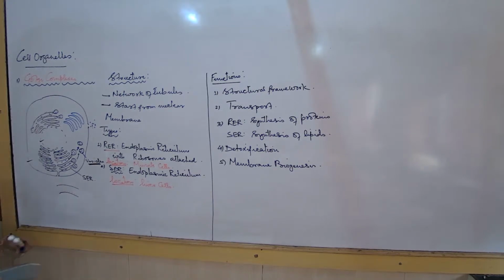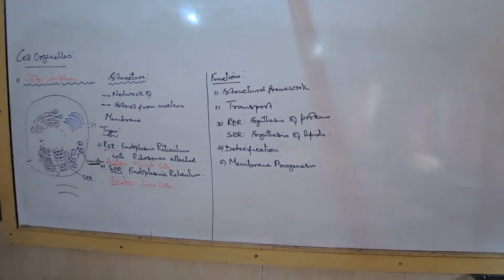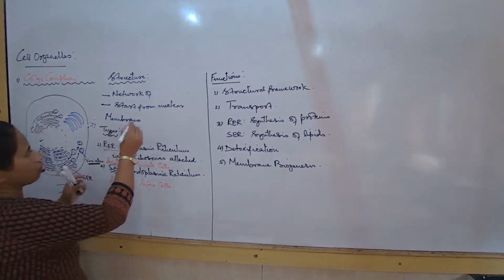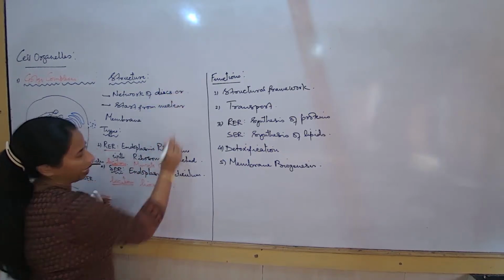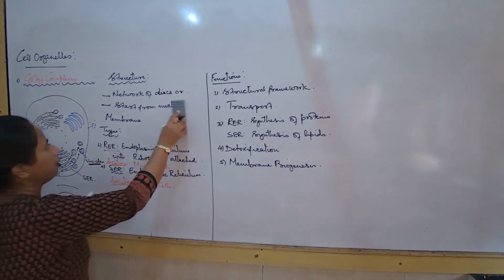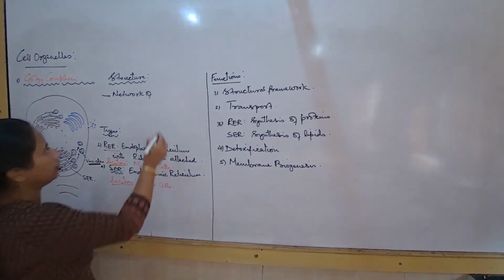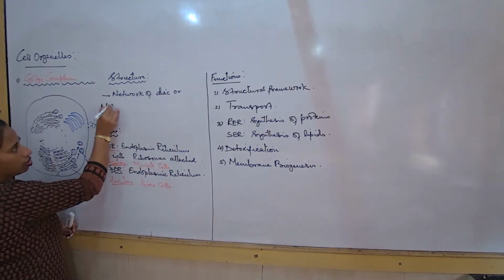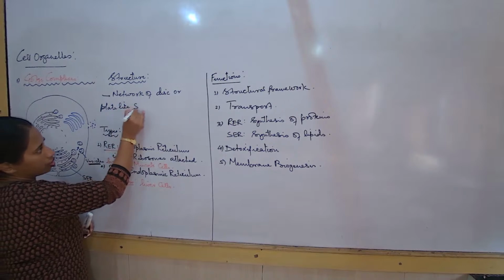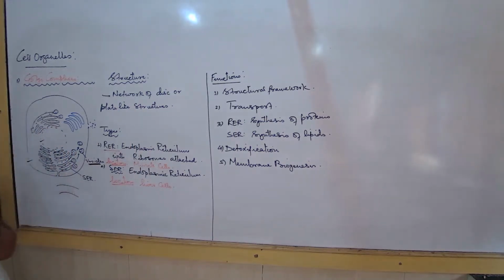So for structure, what are we going to write? It is always in the form of discs or plate-like structures, always double-walled discs or plate-like structures, in the form of a network of disc or plate-like structures. And these plate-like structures are always stacked one after the other.